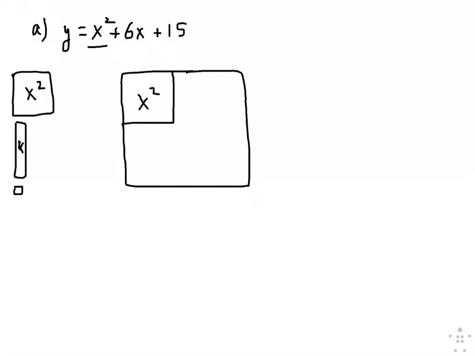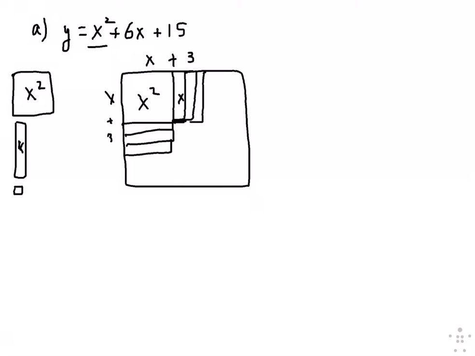Now I need 6 x's, and in general, to make a square, we're going to have to break them in half and put half up here. So here's x, x, x. I'll put 3 x's there. These are all x's, right? So across the top, it's x plus 3, right? And then I'll put 3 more down here, 1, 2, 3. So down here is x plus 3, right?